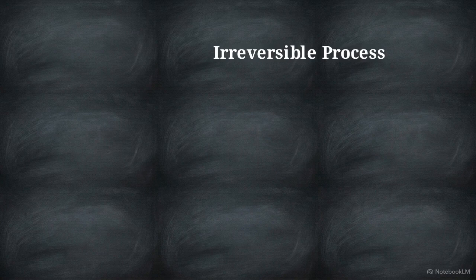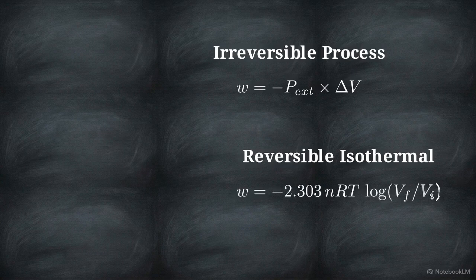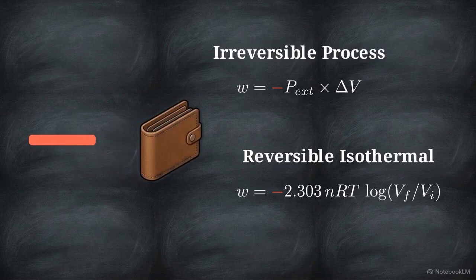We calculate work using two primary equations. For an irreversible process against constant external pressure, work equals negative P external times the change in volume. But if the gas expands isothermally and reversibly in infinite tiny steps, work equals negative 2.303 nRT times the log of the final volume over the initial volume. Notice that both equations carry a negative sign. Memorizing this wallet sign convention is your primary defense against completely reversing the math in a first law calculation.